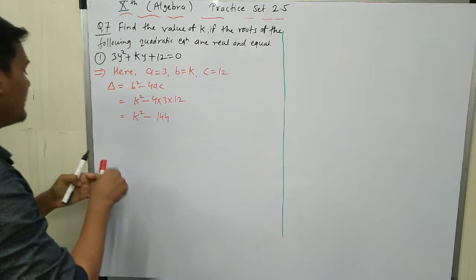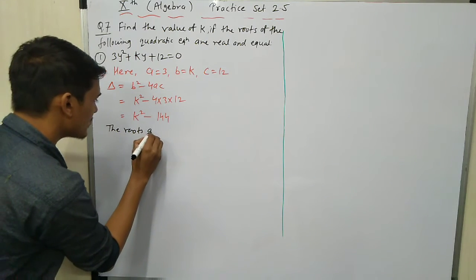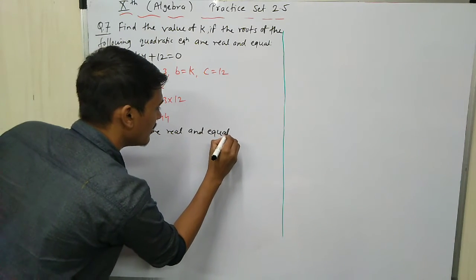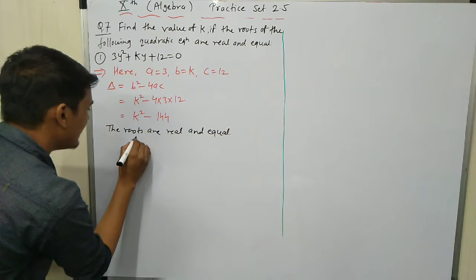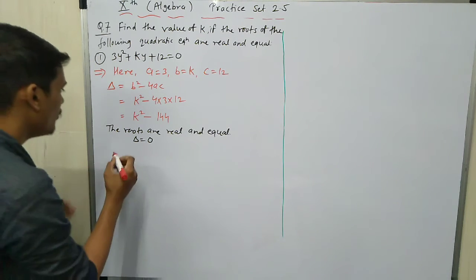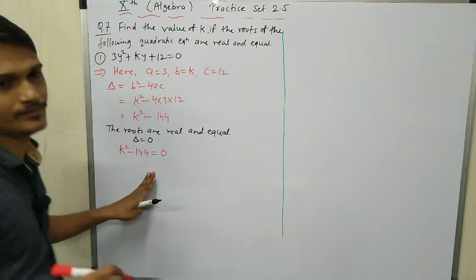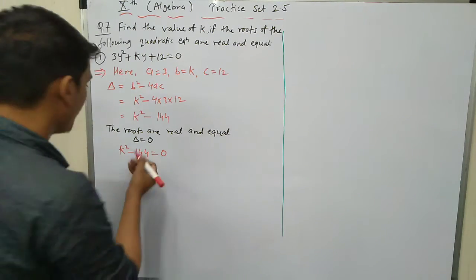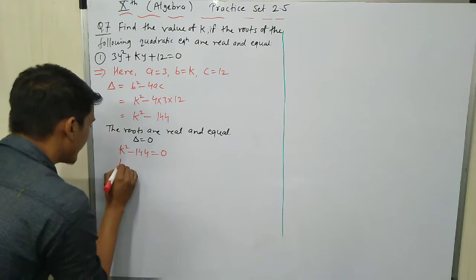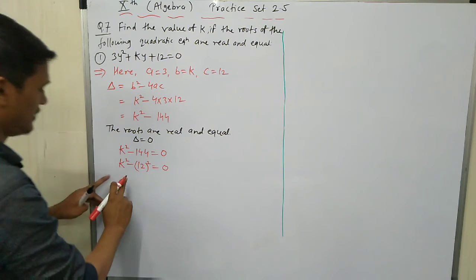The roots are real and equal means delta is equal to 0. Understood? Put here 0. K square minus 144 is equal to 0. Now there is a k square, and 144 is 12 square. You can write k square minus 12 square is equal to 0.